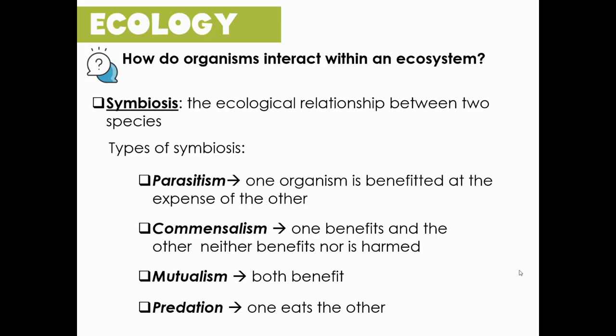In mutualism, both organisms get a benefit. So these organisms are going to work together. They have a relationship and both get a little benefit from that relationship. We also have predation. So this is a predator-prey relationship. So this is where one organism is going to hunt, kill, eat another organism. All right, that finishes up our ecology review.